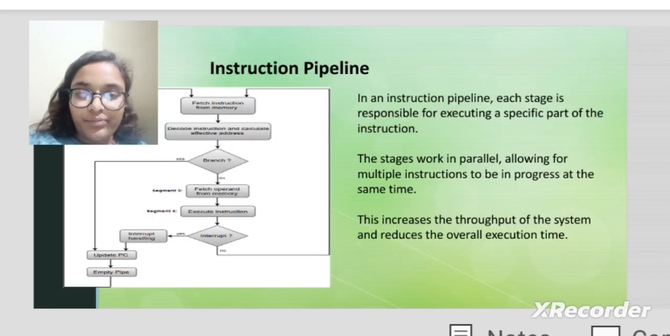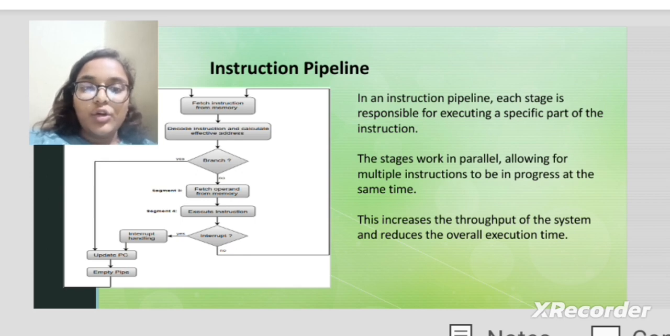Next is instruction pipeline. In an instruction pipeline, each stage is responsible for executing a specific part of the instruction. The stages work in parallel, allowing for multiple instructions to be in progress at the same time. This increases the throughput of the system and reduces the overall execution time.